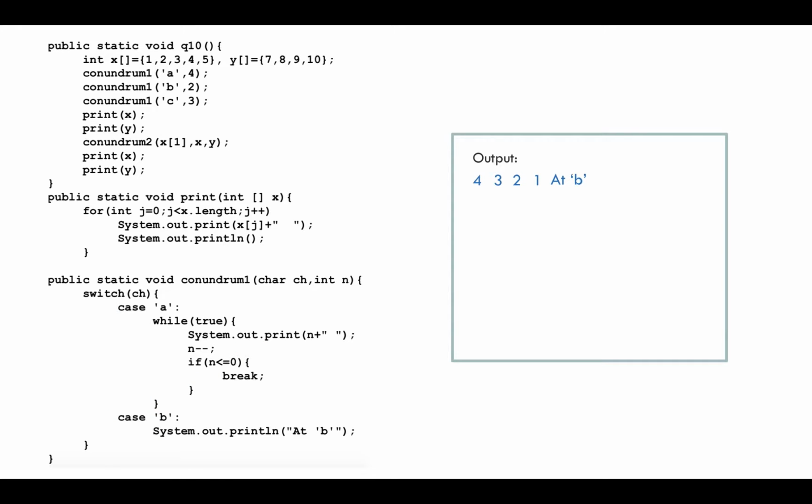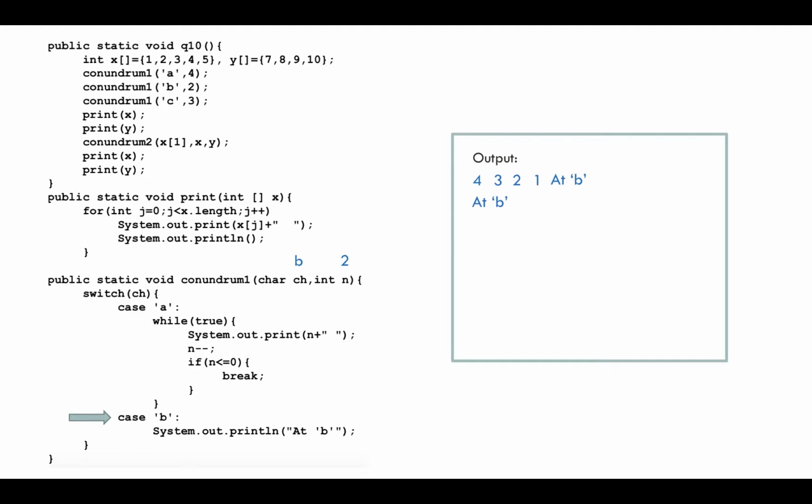Then we call the conundrum 1 method again, but with arguments b and 2. These arguments are passed to the parameters ch and n, so ch is equal to b and n is equal to 2. The switch statement is going to switch on the value of ch. Since ch is equal to b and this matches the case expression, it goes into case b and is going to print out b.